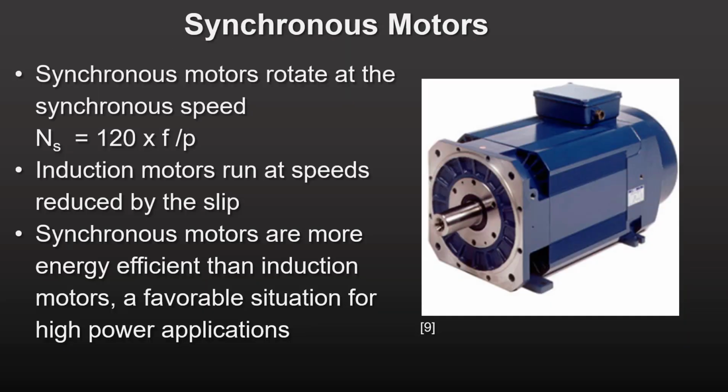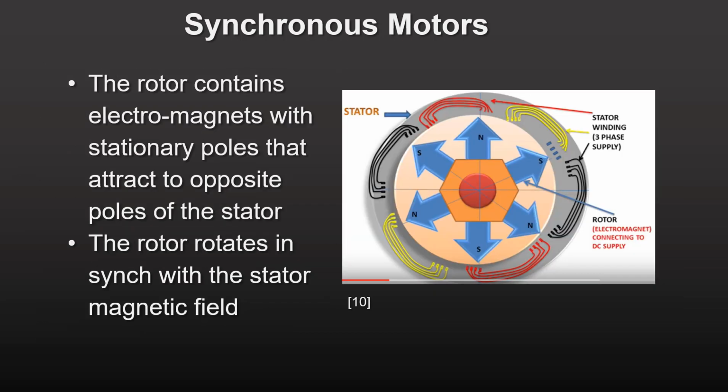Synchronous motors rotate at the synchronous speed, regardless of the load on the motor. In other words, the slip is 0. Large synchronous motors operate under three-phase AC power. They have the same stator design as the basic AC induction motor. However, the rotor design is fundamentally different. The rotor contains electromagnets connected to a separate DC power supply. These magnets are stationary poles that attract to opposite poles of the stator, allowing the rotor to move in sync with the rotating stator magnetic field.